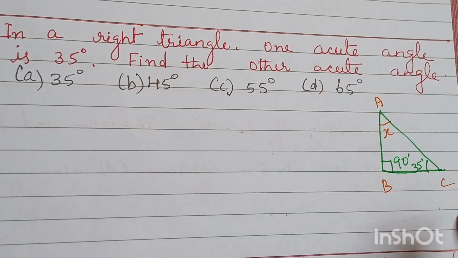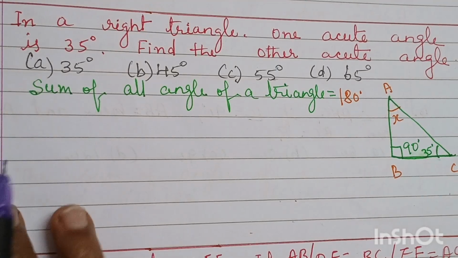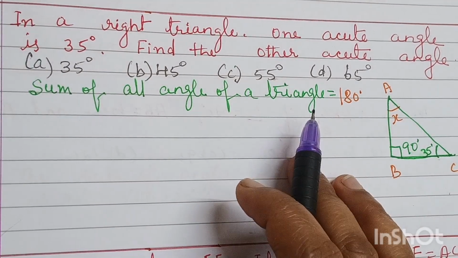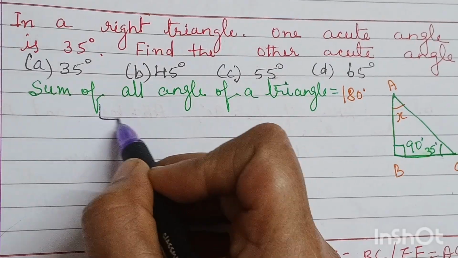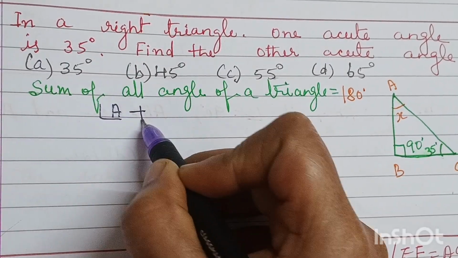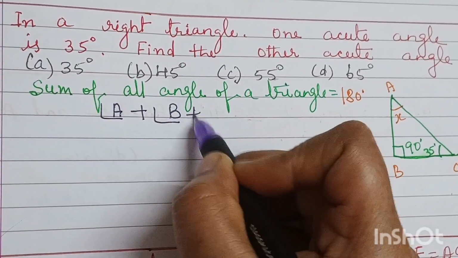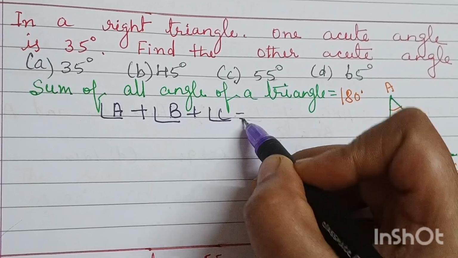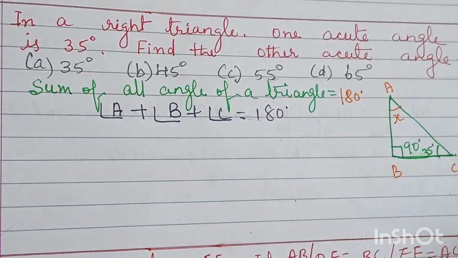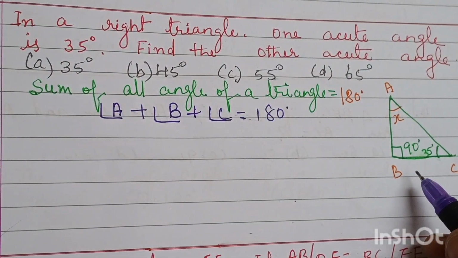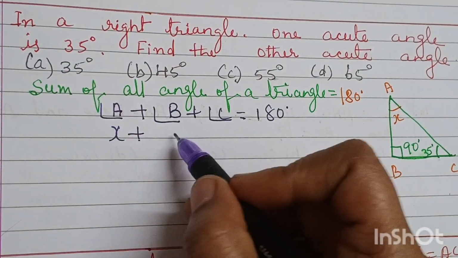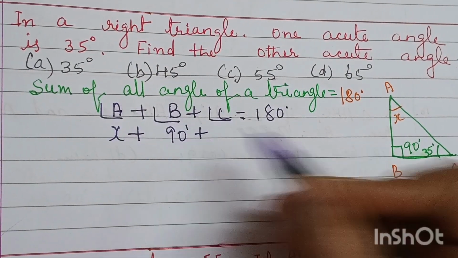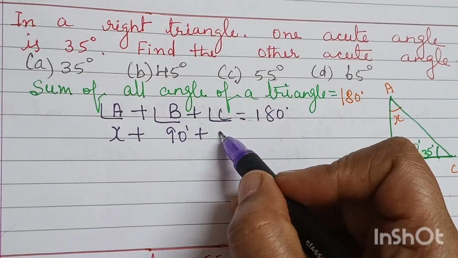We know the sum of angles is equal to 180 degrees. Now here the sum of all angles of a triangle is 180 degrees. So angle A plus angle B plus angle C is equal to 180 degrees. Angle A we don't know, let it be x, and angle B is 90 degrees plus angle C is 35 degrees.